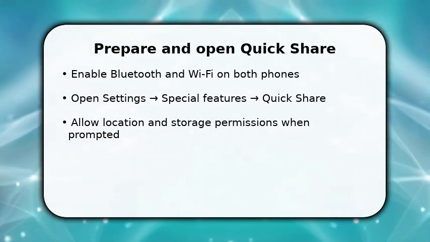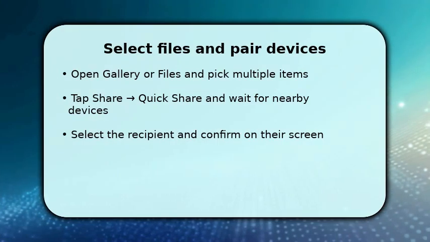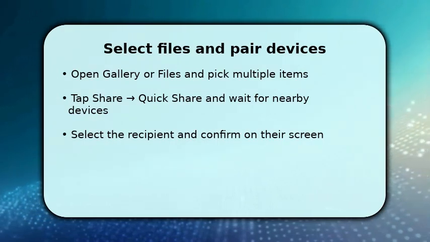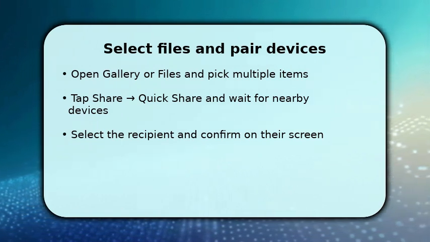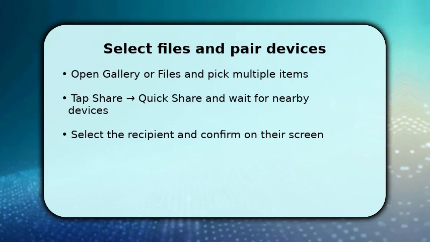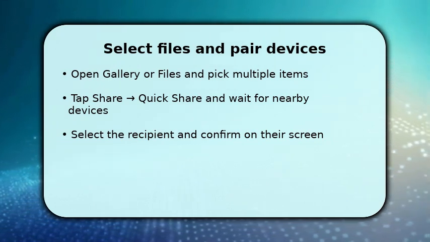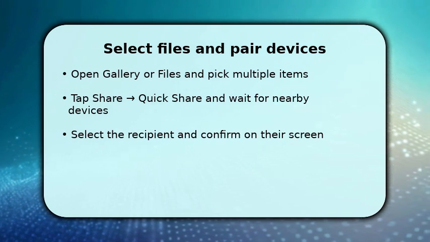Now you're ready to pick content to share. You pick the photos, videos, or files in Gallery or Files and tap Share, choosing Quick Share. This tells your phone to scan for receivers nearby. Once it lists devices, select the intended recipient. You'll see their device name and avatar.